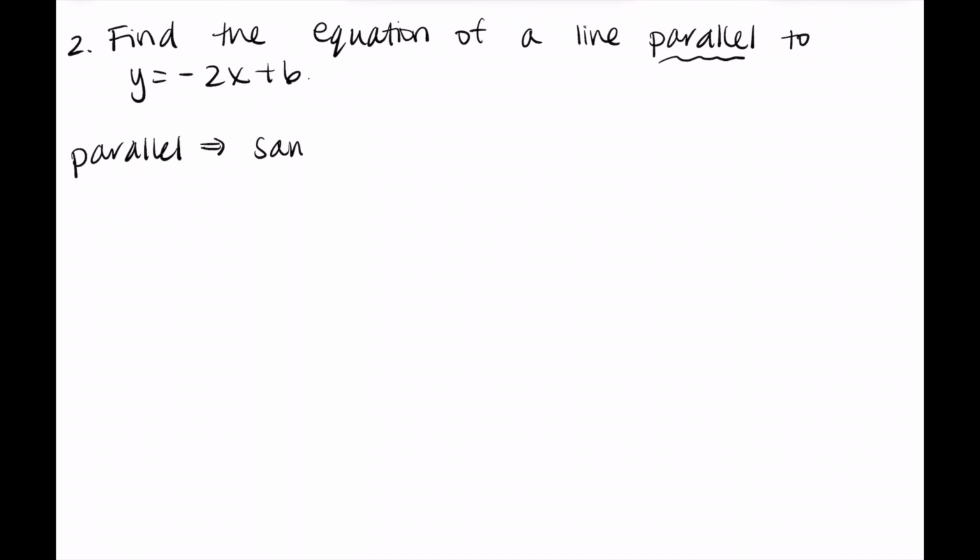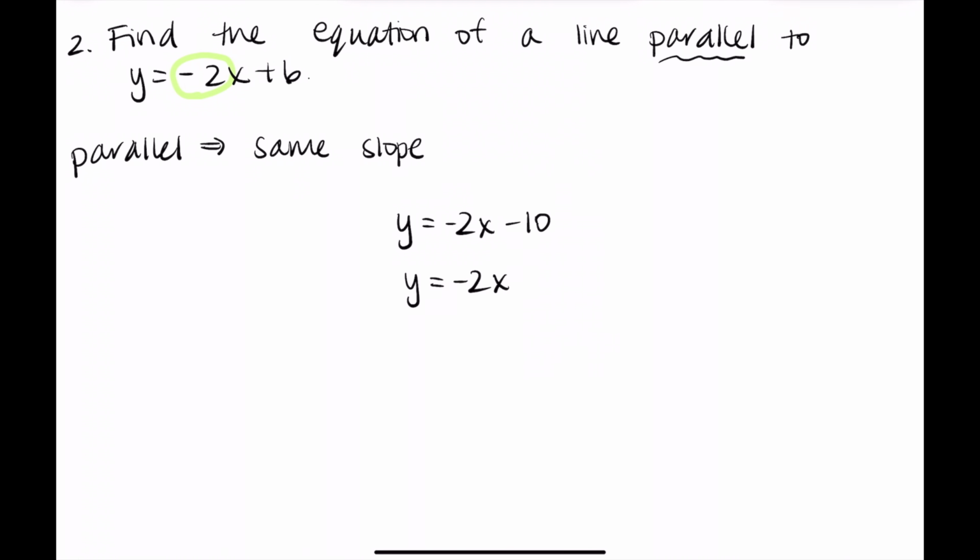So what does parallel mean? Parallel means that this line would have the same slope. So our slope here is negative 2. Any line with a slope of negative 2 would be parallel to this line. So I'll just write out a few examples, but any equation here would do. We could have, for example, y equals negative 2x minus 10 or y equals negative 2x plus 20.